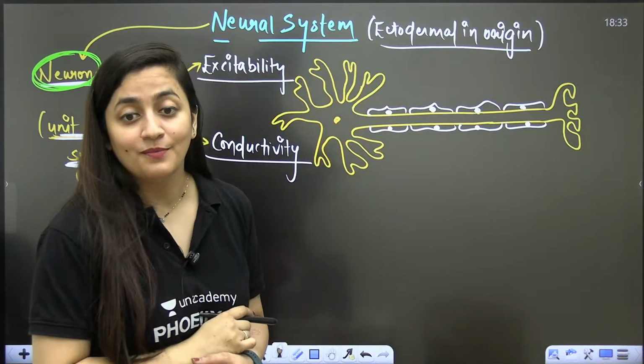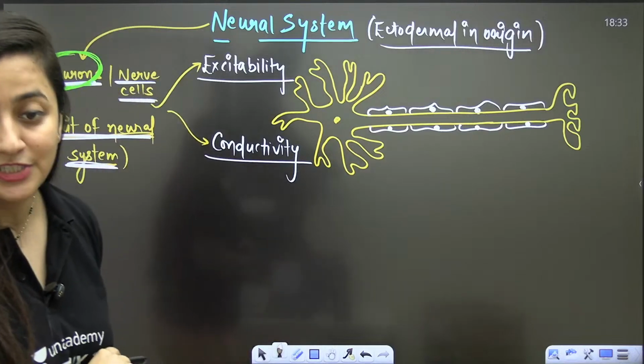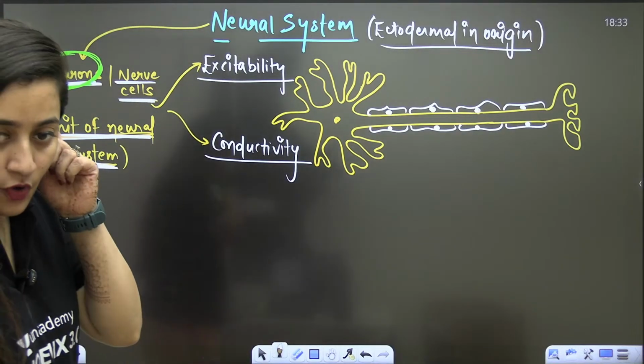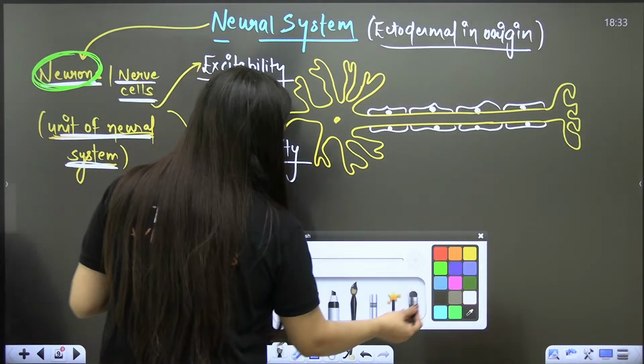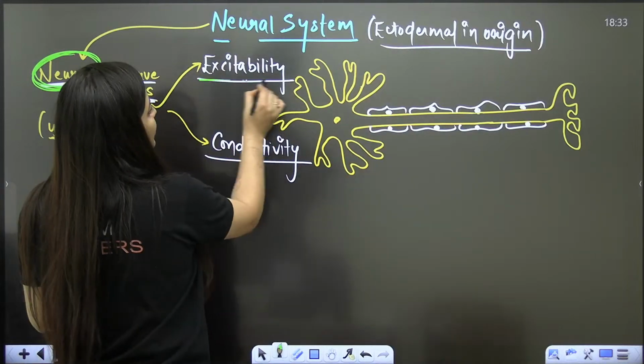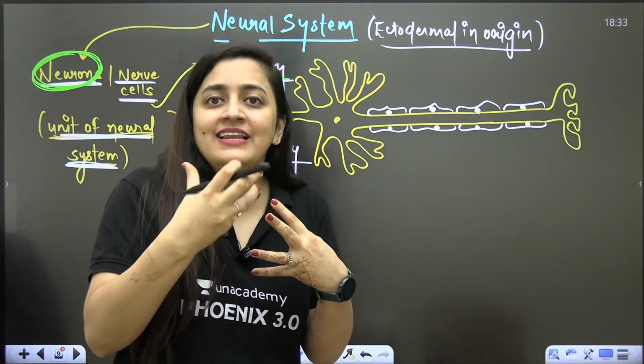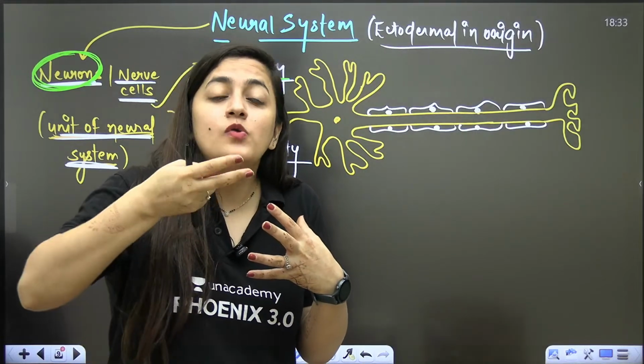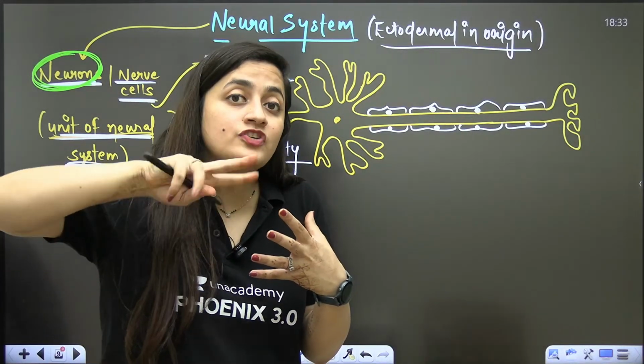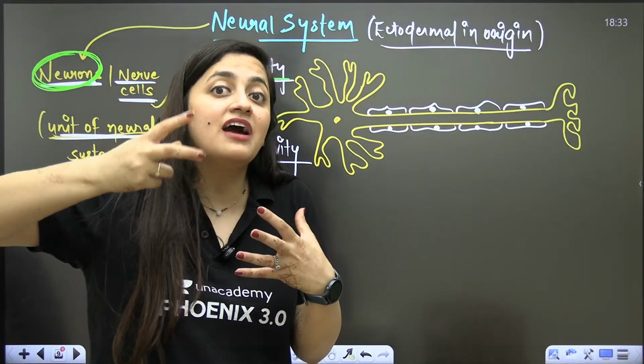Yes, neuron, Mr. Neuron, nerve cell. So excitability and conductivity means it will receive the stimulus. When it gets that stimulus, it will get excited. Means we'll talk about the ion movement. We'll talk about the change in the membrane potential. That's what we have to discuss.